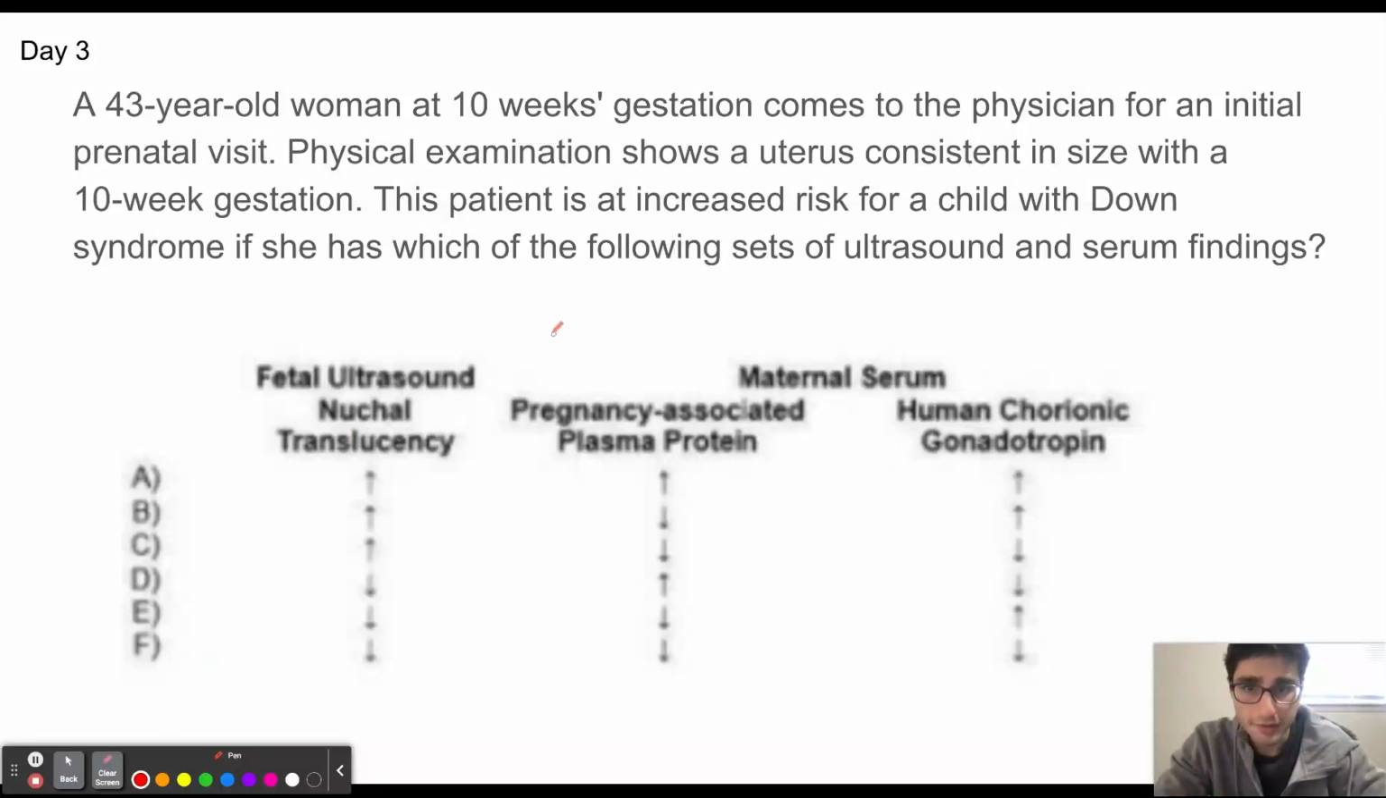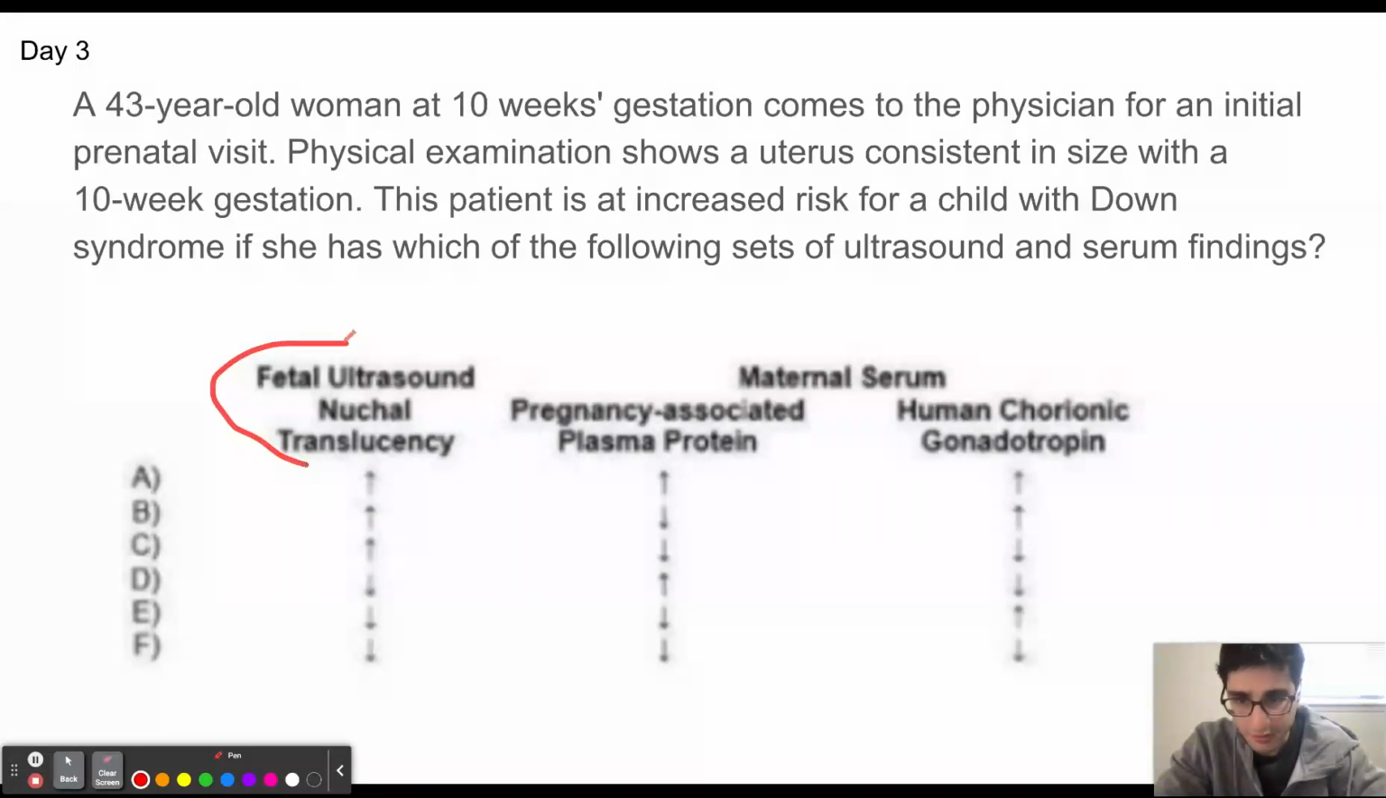A 42-year-old woman at 10 weeks gestation comes to the physician for an initial prenatal visit. Physical exam shows a uterus consistent in size with a 10-week gestation. This patient is at increased risk for a child with Down syndrome if she has which of the following sets of ultrasound and serum findings.